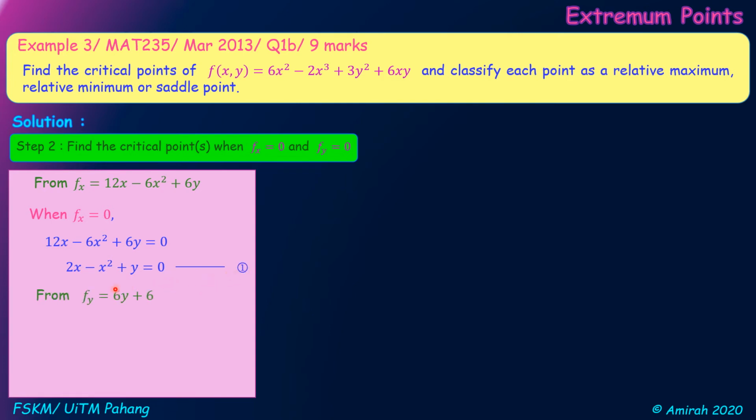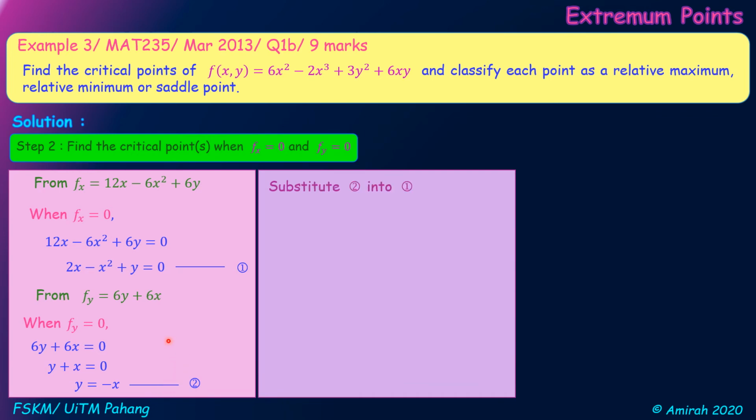And then from fy, from the previous slide, we get fy equals 6y plus 6x. And then when we equate fy equals 0, we have 6y plus 6x equals 0. When we divide each term by 6, we get y plus x equals 0. 0 divided by 6 still equals 0. Then we can write y equals negative x. Then we name it equation 2.